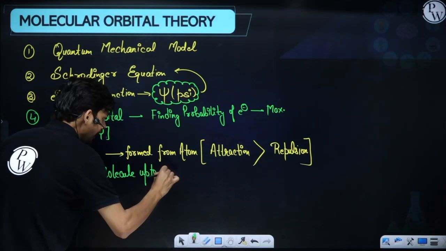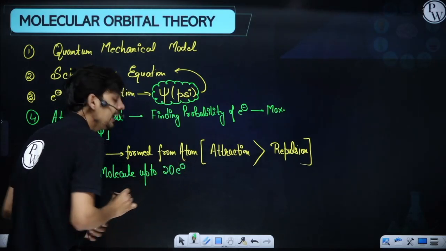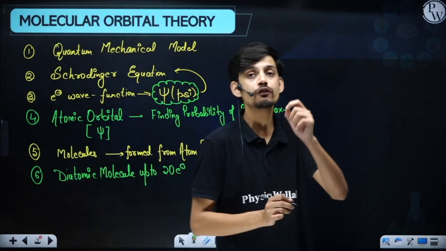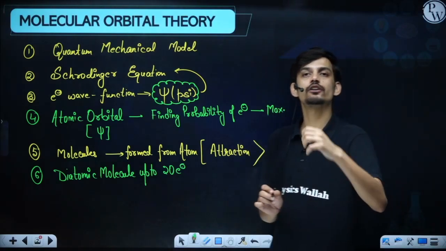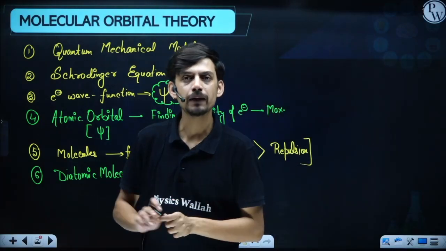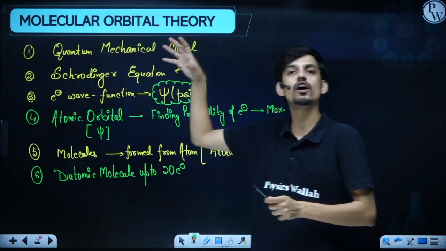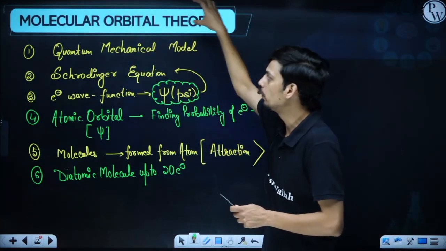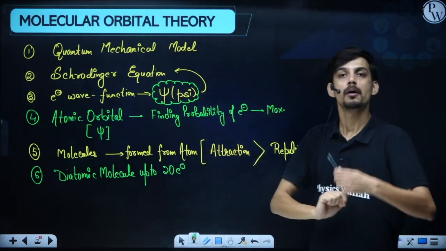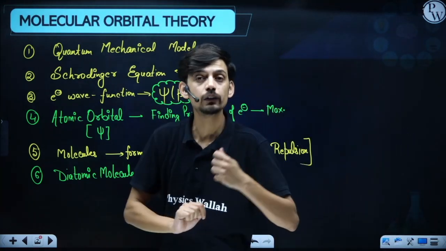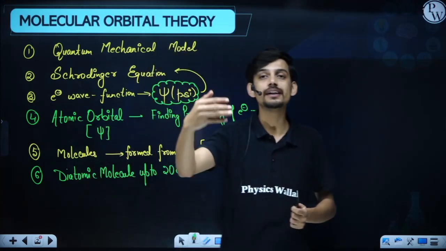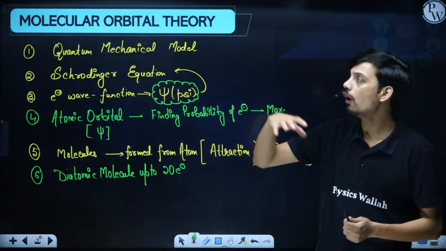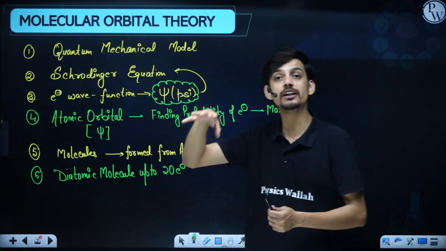That is, if in the question you have a diatomic molecule, a molecule made up of two atoms and having 20 electrons or less, you can apply this theory to understand the behavior of that molecule. You can understand the formation of that molecule through this molecular orbital theory. But if the molecule has more than two atoms or more than 20 electrons, then you cannot use this theory yet in 11th, 12th level.